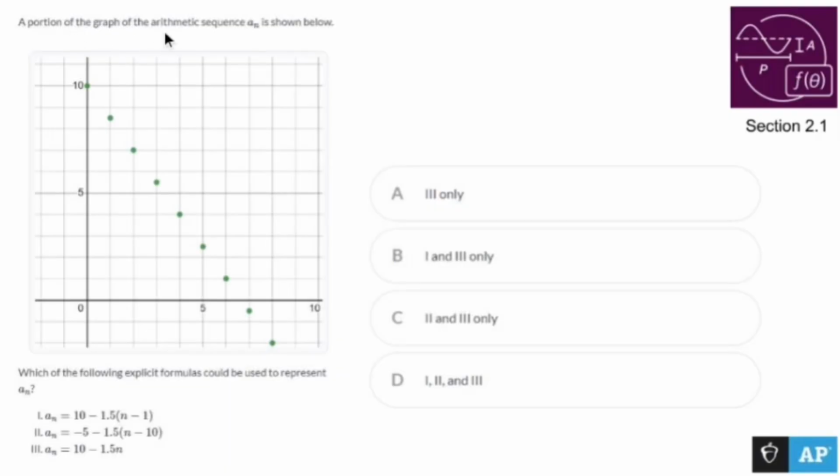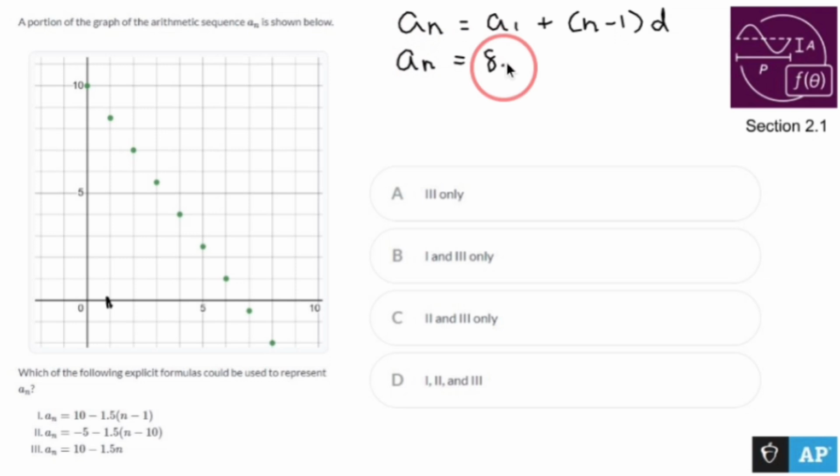A portion of the graph of the arithmetic sequence a sub n is shown below. So arithmetic sequence a sub n, let's just write that out. A sub n equals a sub 1 plus n minus 1 times d. What do I know? A sub 1 stands for the first term. The first term is here, not here. The first term is not 10. Let me be clear. The first term is not 10. The first term is whatever this guy is, which appears to be 8.5. So a sub n equals 8.5 plus n minus 1 times the common difference.